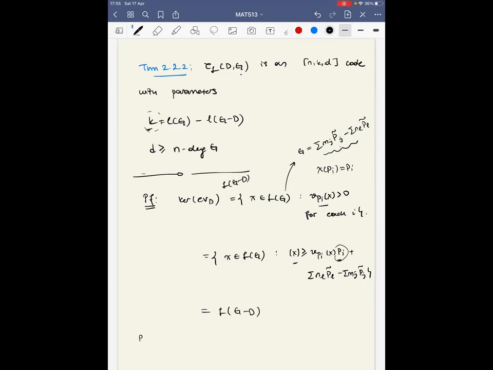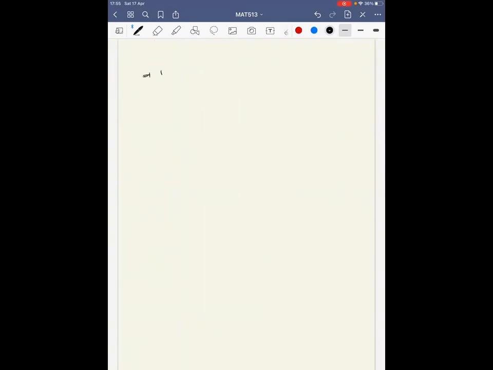And by the first isomorphism theorem, indeed we can see that the image of the evaluation map is isomorphic to the quotient space of L of G over L of G minus D, and this shows the dimension is the difference of the dimensions of the two divisors G and G minus D.